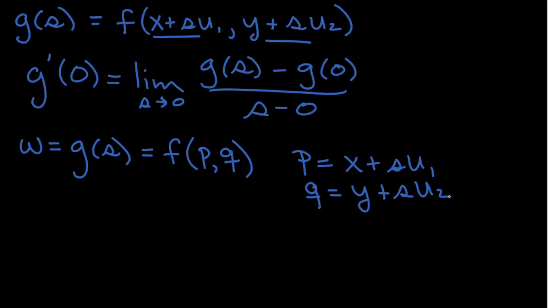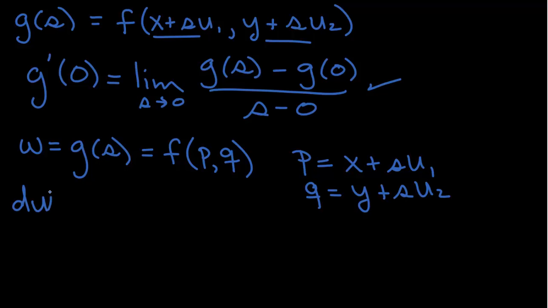So this is just a trick, because what I want to do is show that g prime of 0, which is clearly the definition of a directional derivative, is the same as the shortcut that I presented a minute ago. Does everyone see what I'm doing here? Now let's look at this.